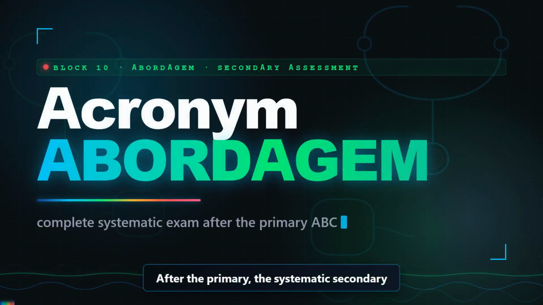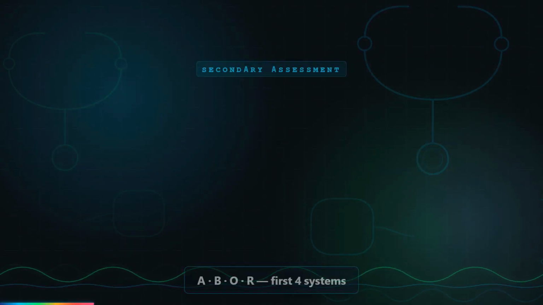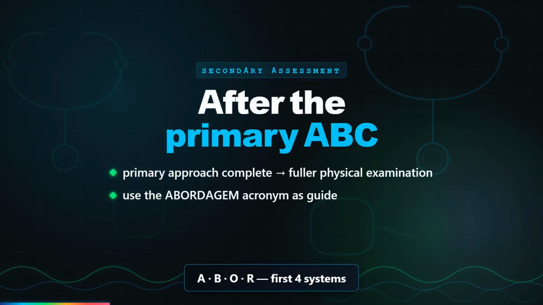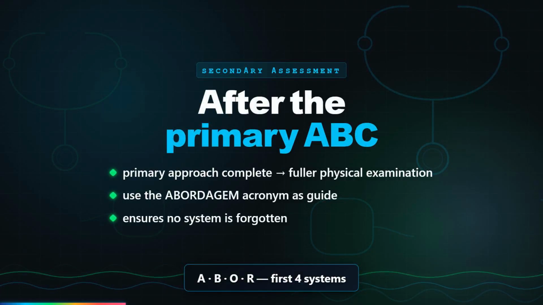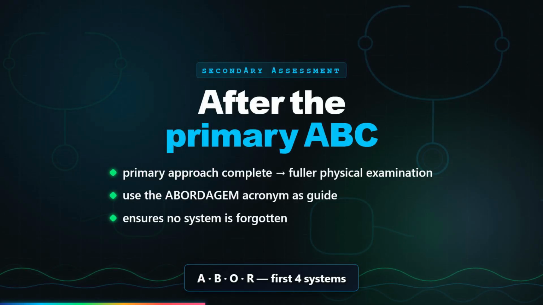After the primary approach is complete, you do a more complete physical examination using the ABORDAGEM acronym, which in English we adapt to the same systematic check. A. Airway. Reconfirm patency. B. Breathing. Reassess ventilation. O. Oxygenation and ophthalmology. Check saturation and pupillary reflexes. R. Heart rhythm and respiration. Complete cardiac and respiratory auscultation.